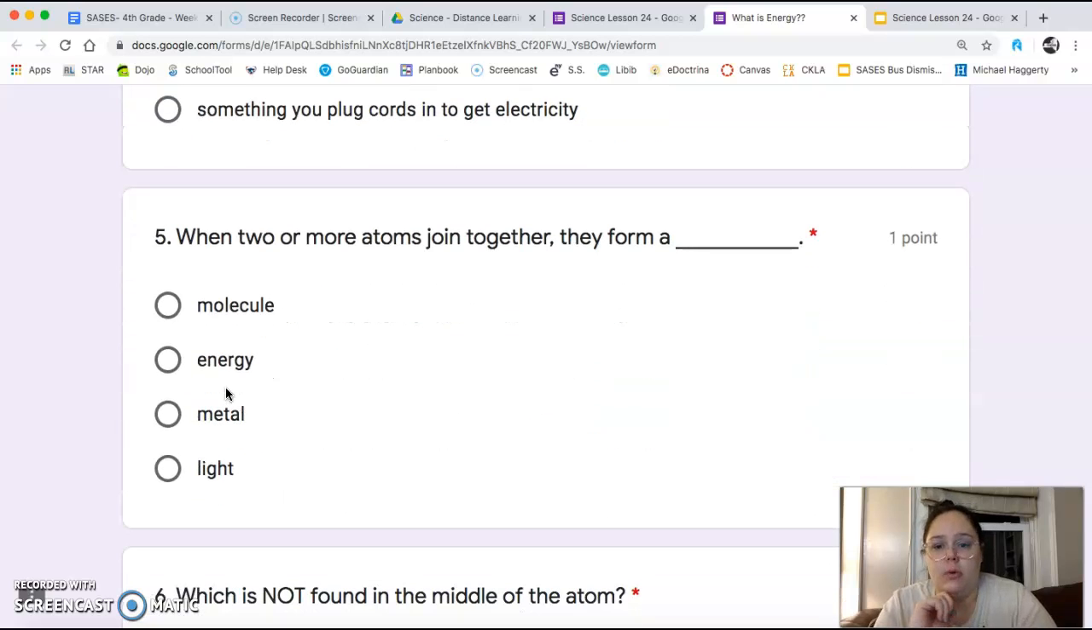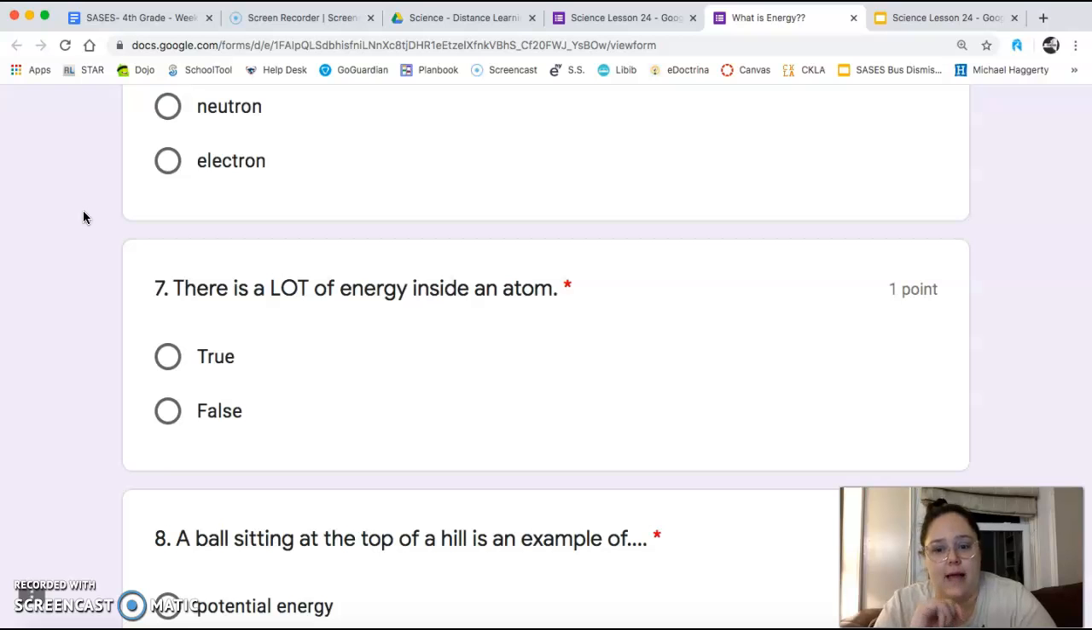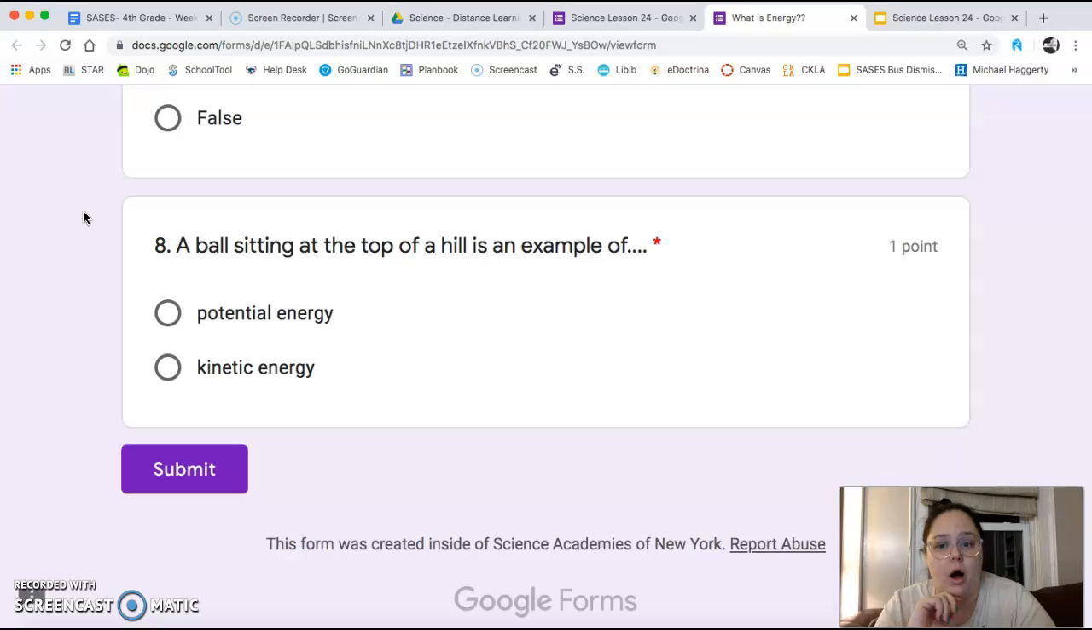5, when 2 or more atoms join together, they form a blank. Fill in the blank. 6, which is not found inside the middle of the atom. Nucleus, proton, neutron, or electron. Use that picture or use the reading. 7, true or false, there is a lot of energy inside an atom. And 8, a ball sitting at the top of a hill is an example of potential or kinetic energy.